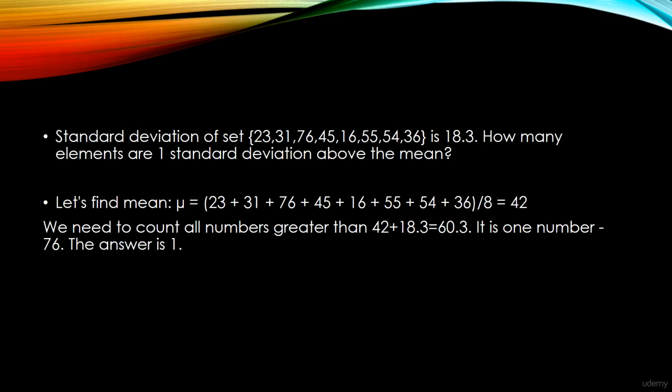And another example: the standard deviation of the set 23, 31, 76, 45, 16, 55, 54, 36 is 18.3. How many elements are one standard deviation above the mean? Let's find the mean. Mu would be equal to (23 plus 31 plus 76 plus 45 plus 16 plus 55 plus 54 plus 36) by 8, which is 42. We need to count all numbers greater than 42 plus 18.3, which is 60.3. It is one number, 76. The answer is 1.